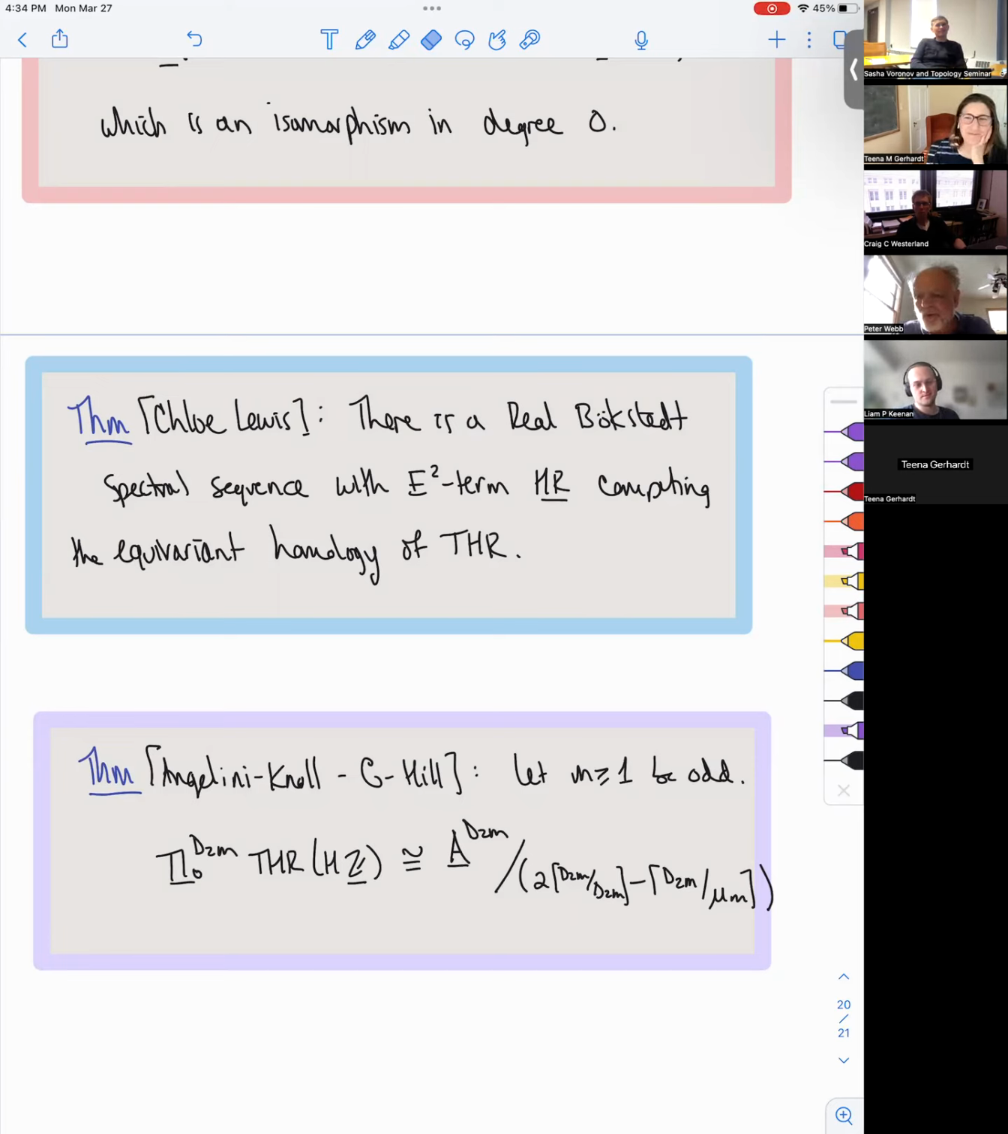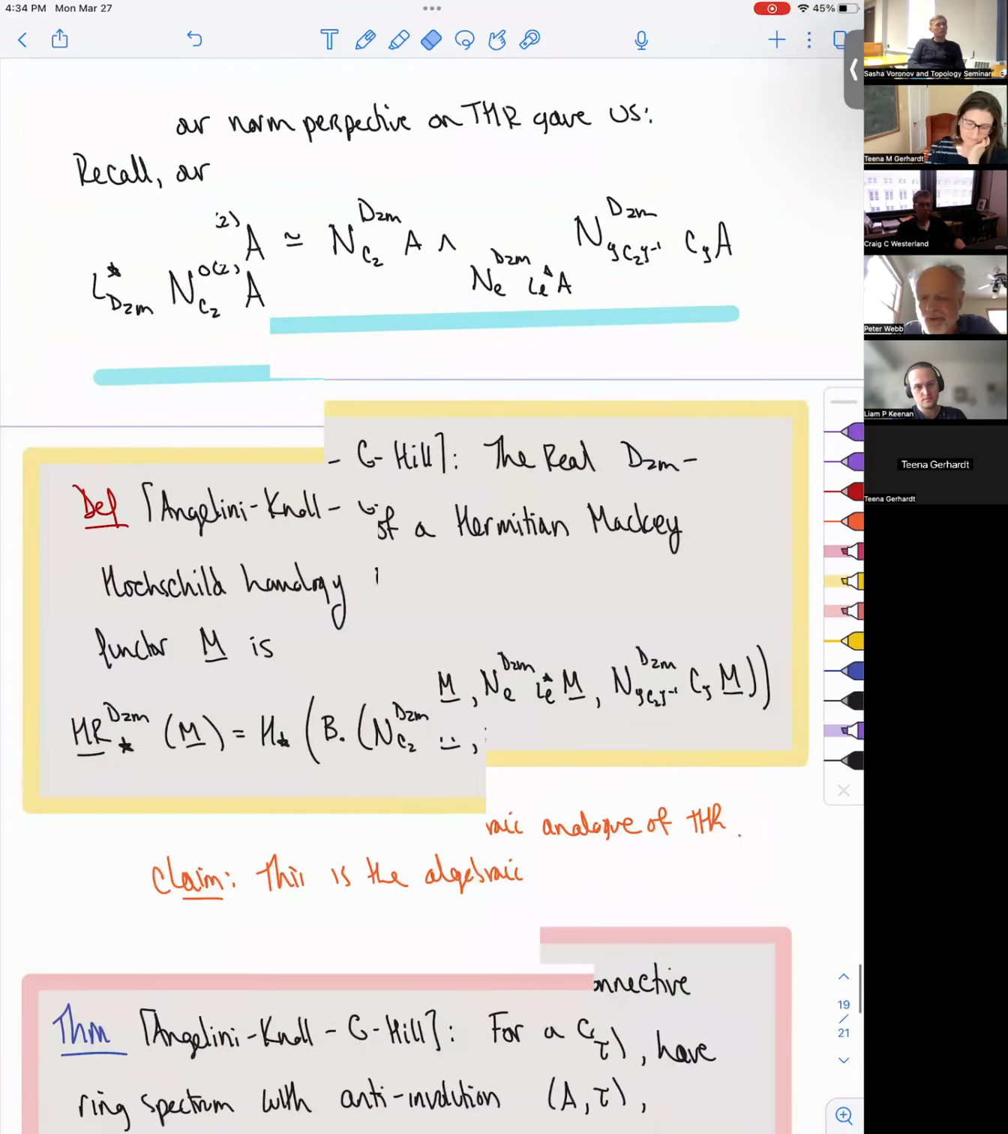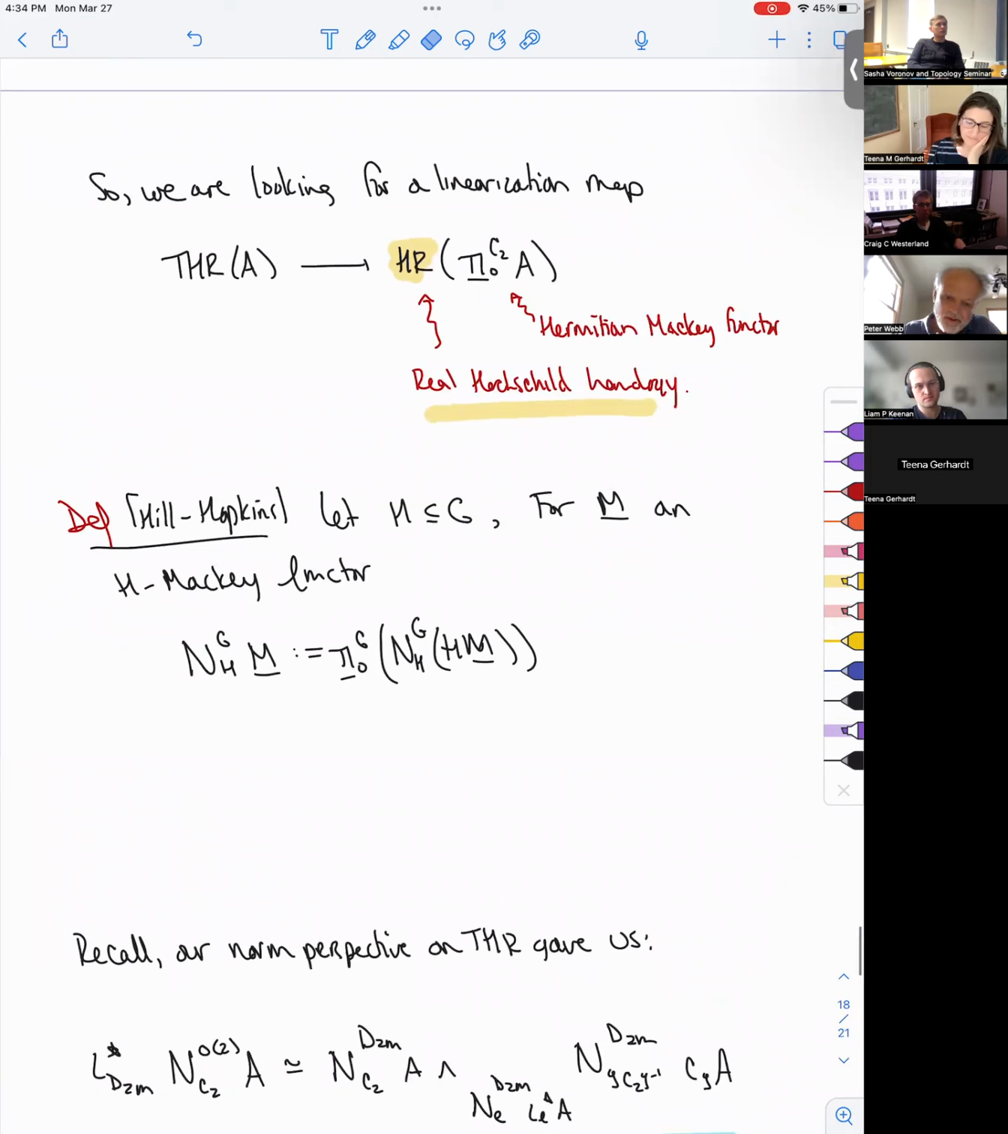One thing you had was a definition which I'm not familiar with, due to Hill and Hopkins. If you've got a finite subgroup H and a Mackey functor for H, then you have a norm of it, which is a Mackey functor for G. What you put down may be the same thing as what I'm about to say.